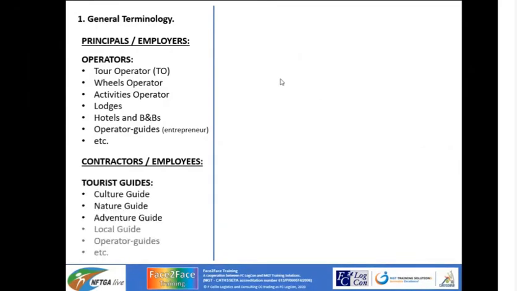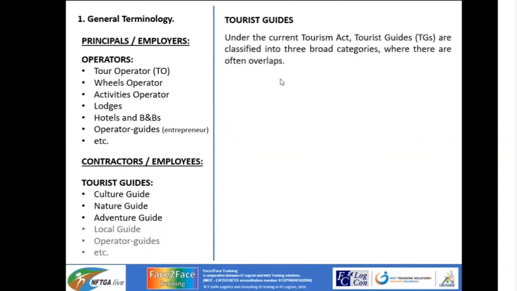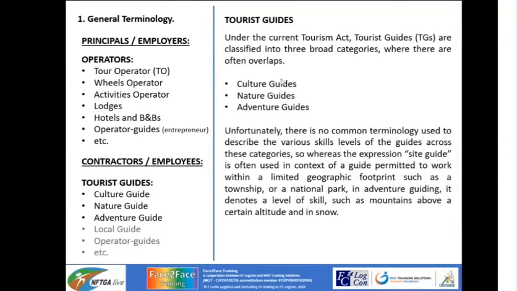So if you look at first the three standard categories, culture guide, nature guide, and adventure guide, there's often an overlap. And what is really sad about this is that there is no common terminology used to describe the various skills levels. That's one thing that needs to be standardized if we want the industry to be more professional. An example is the word site guide. What is a site guide?